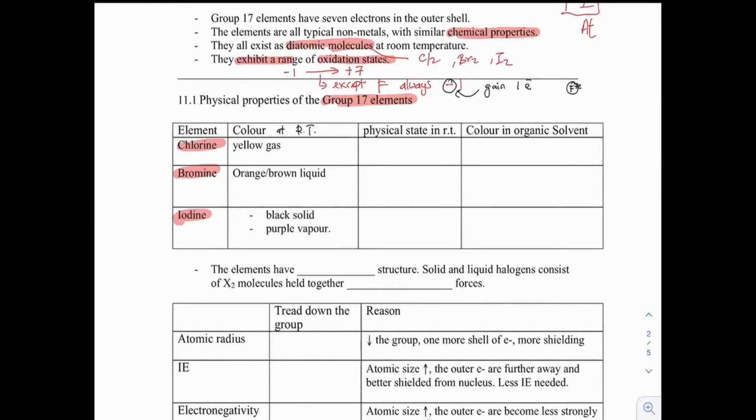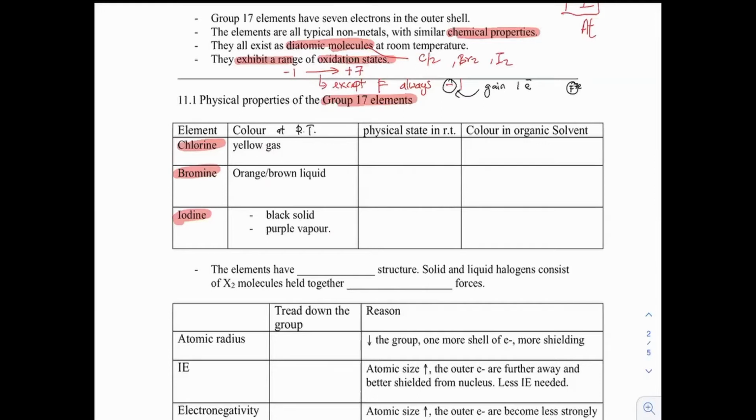For chlorine, it appears as a yellow gas. For bromine, it appears as either an orange or brown liquid. For iodine, it is either a black solid or it can sublime to purple vapor. Iodine doesn't have a liquid form. It does dissolve in water to form a yellow, orange, or brown solution, but pure iodine liquid doesn't exist.